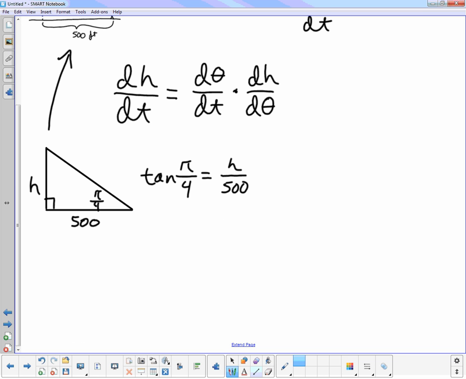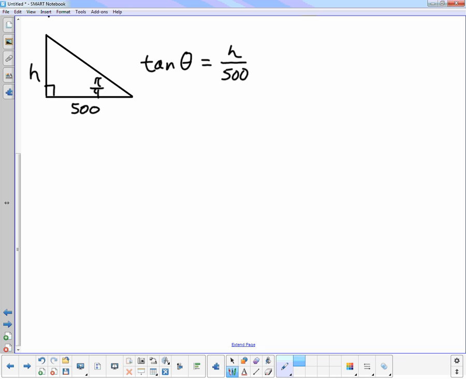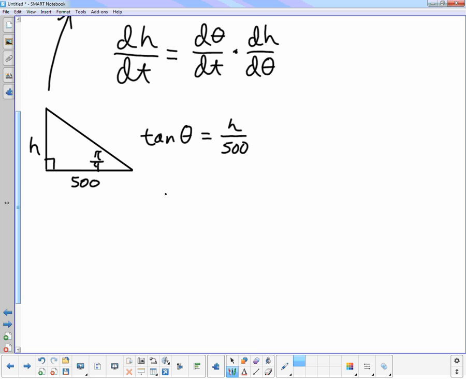And actually, I'm sorry, I'm dead wrong. I should not be putting this in right now because I'm not looking for h right now. I'm looking for dh d theta. And now I need to take the derivative with respect to time on both sides. And I want to be explicit in my notation here because I think that's where some people are getting hung up. So I'm taking the derivative with respect to time on both sides. Okay?